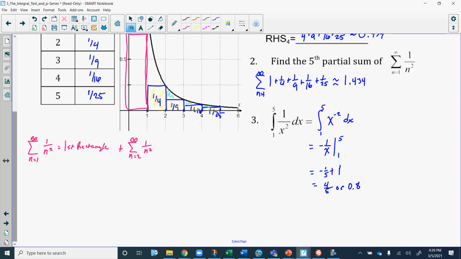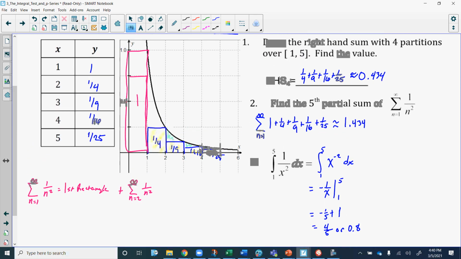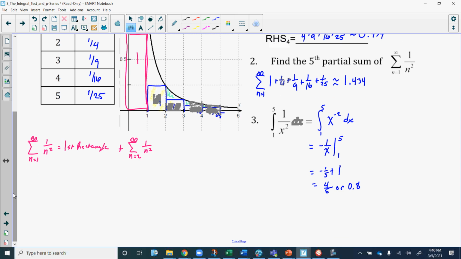So we know that the first rectangle has an area of 1. So in this case, it's going to be an area of 1 plus the sum of the other rectangles, 1 over n squared. Or if you want to look at it in terms of a function, you can think of it as 1 over x squared. Okay? But this part right here is what I'm looking at as the sum of those 4 blue rectangles.